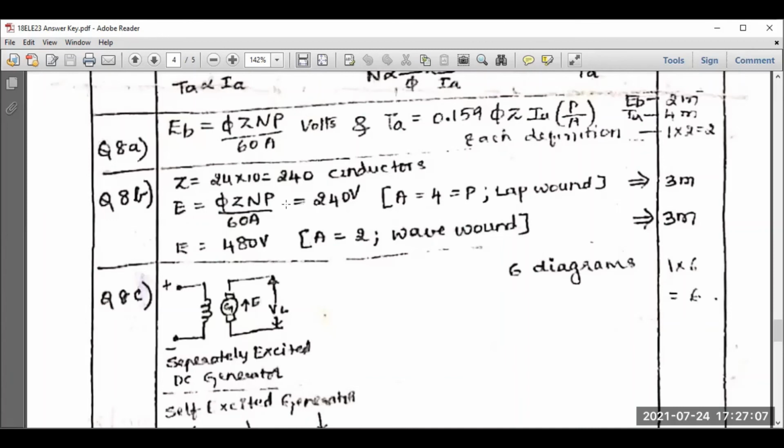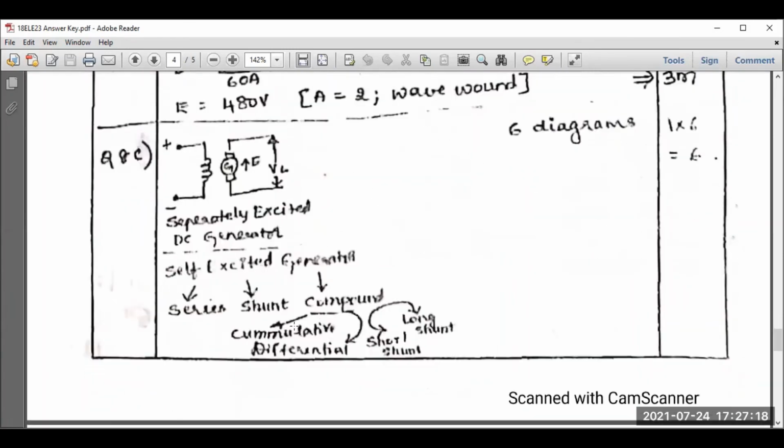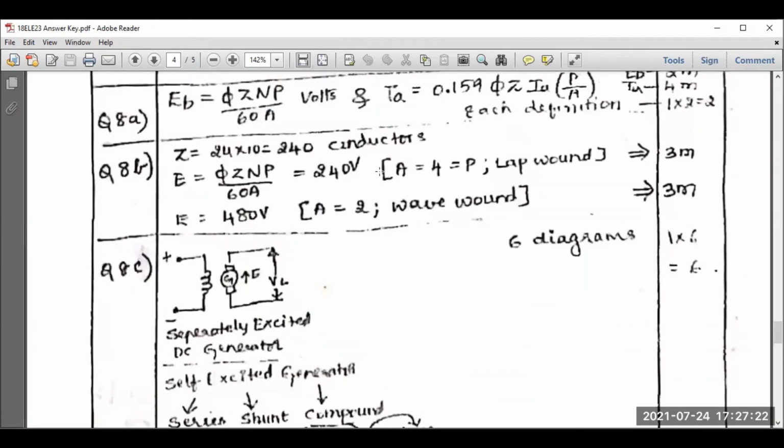When it is a lap winding, what is the EMF? When it is formed using wave winding, what is the EMF? Okay, you can mention. Then the classification, briefly you have to explain. Totally, you will be getting 20 marks for this particular question number 8. That is very sure.